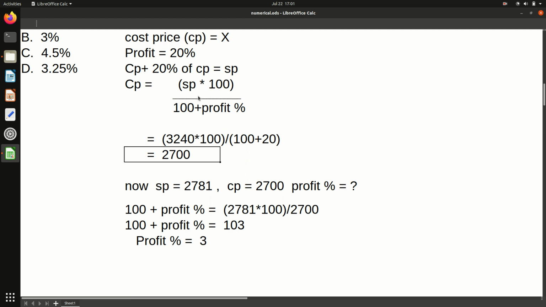So in the same formula, I have cross multiplied it here, then we will get 100 plus profit percent is equal to SP into 100, and then this CP will come in the denominator. So SP into 100 by CP. Now SP is 2781 into 100, and then divide by CP. CP is 2700, and we will get the profit percent 3. So I hope it is clear.